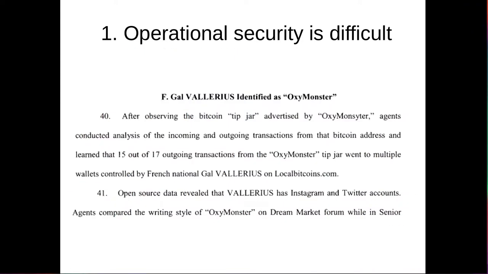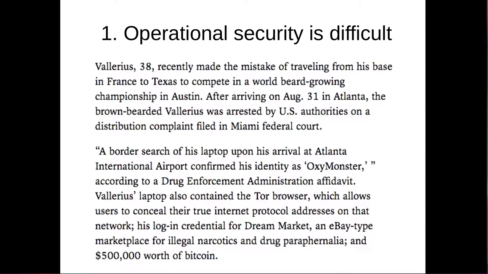Another case, OxyMonster. He was an operator on the Dream Market marketplace that was selling drugs. He was also selling drugs, and he decided to transfer some of the bitcoins to LocalBitcoins, where he had some wallets under his real name. And of course, police can detect that you are transferring bitcoins from Dream Market to these LocalBitcoins wallets. After that, they just ask LocalBitcoins who owns these accounts, and those accounts were under his real name. So they arrested him when he was traveling to the USA. He was going there to some world bird growing championship in Austin, and he was arrested in customs.